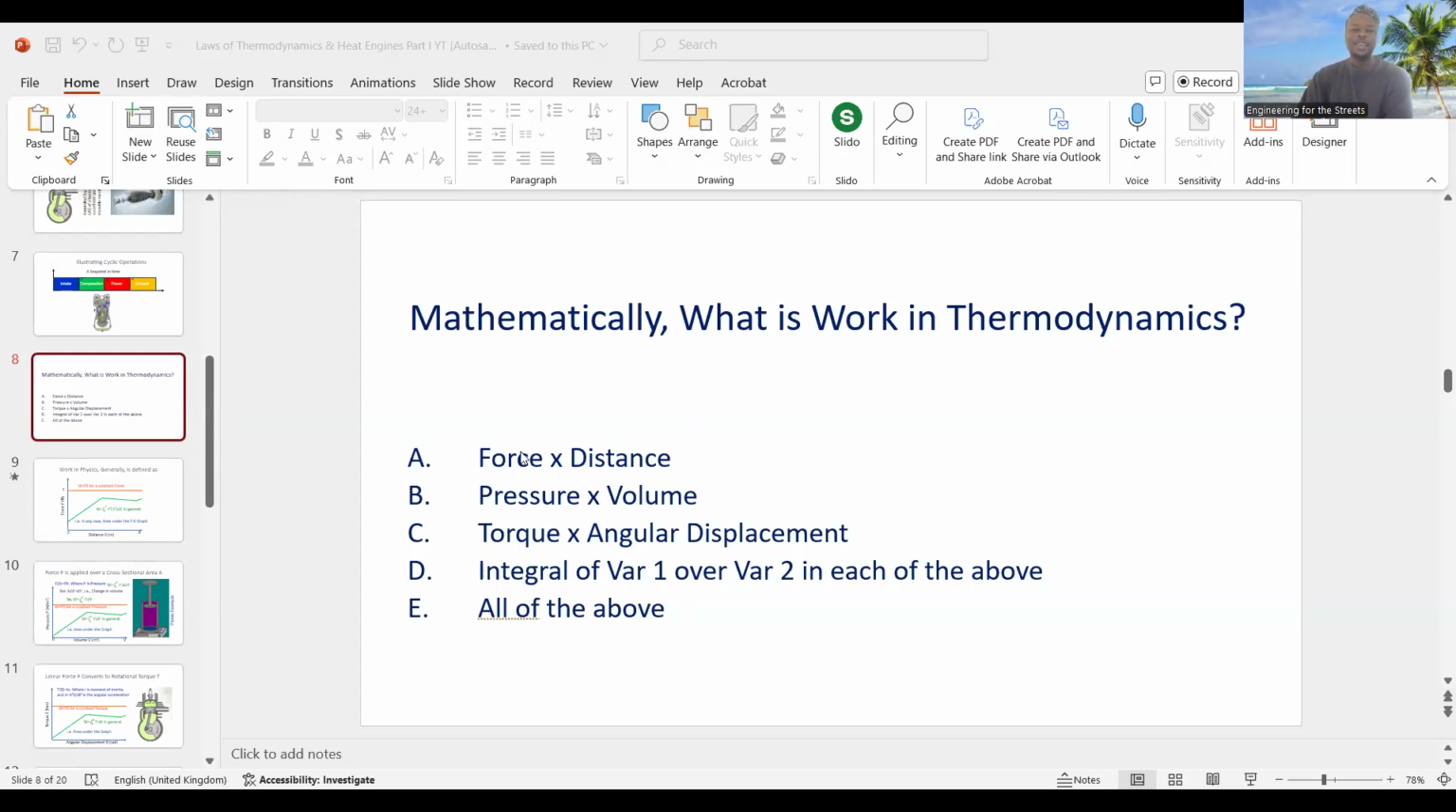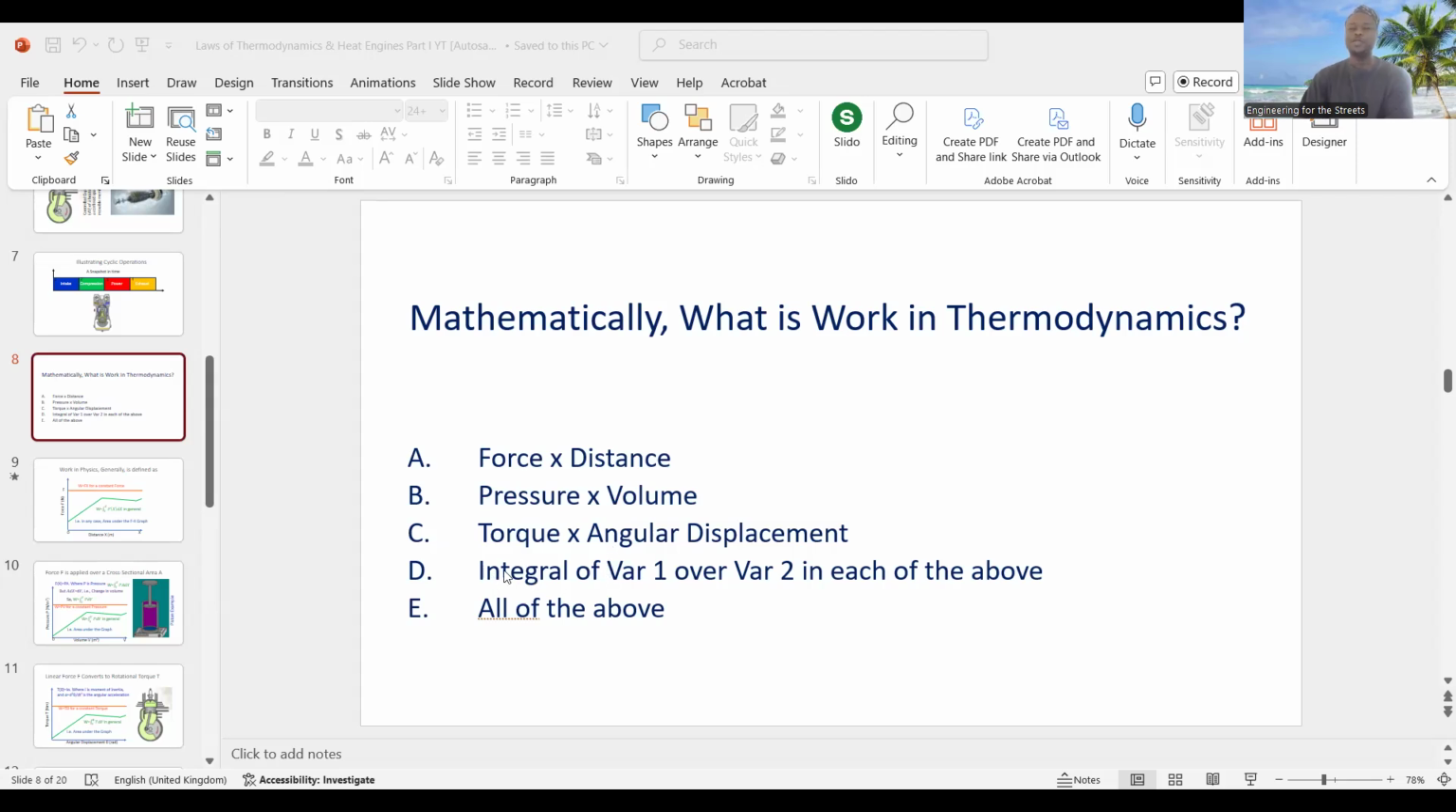So I put in 5 different options. Option 1 or option A is force times distance. Option B, pressure times volume. Option C, torque times angular displacement. Option D, the integral of variable 1 over variable 2 in each of the above. That is, for instance, integral of force over distance, or integral of pressure over volume, or integral of torque over angular displacement, any of them.